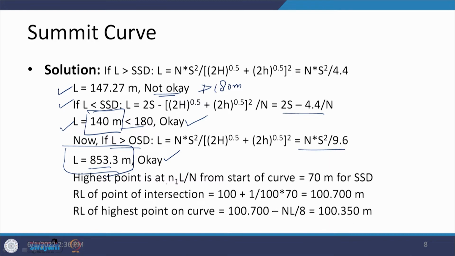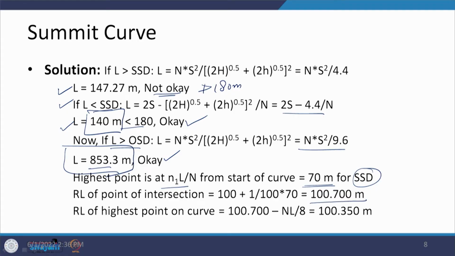Now, the other point was: what is the highest point and its RL? The highest point is at N1 into L divided by N. So, it is at 70 meters from the start of the curve, that is the tangent point, and here we are considering it for SSD. Now, the RL of the point of intersection will be what? That is going to be found on the basis of 1 in N1, where it is a straight profile. So, it is 100 plus 1 by 100 into 70, which gives 100.700 meters. From there, if we reduce the ordinate or the offset, that is NL by 8, we get 100.350 meters. So, this is the RL of the highest point.